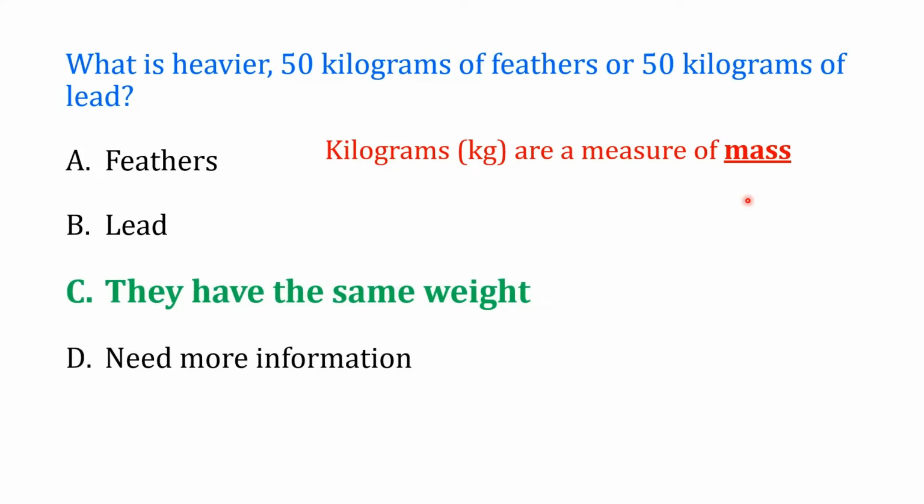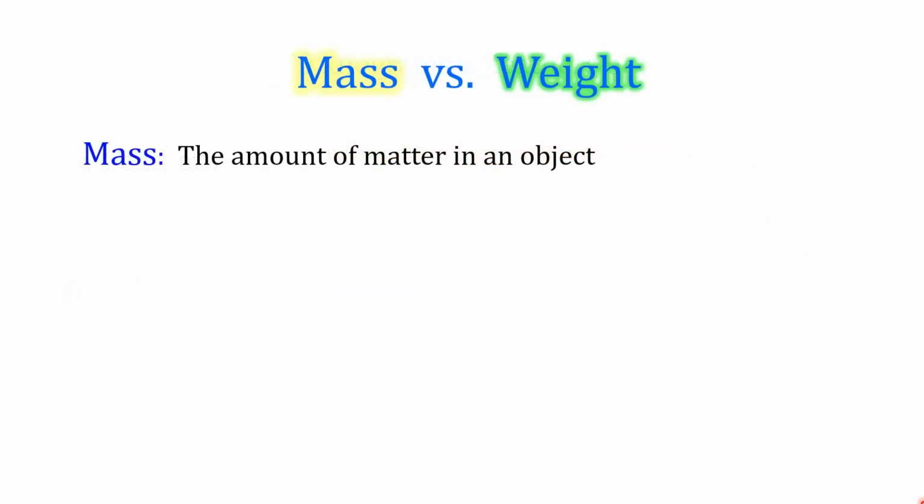So let's get into this. It's an important concept and one that is a common source of confusion. So let's start with mass. Mass is simply the amount of matter in an object. You can think of it as just the amount of stuff you have or an object has.